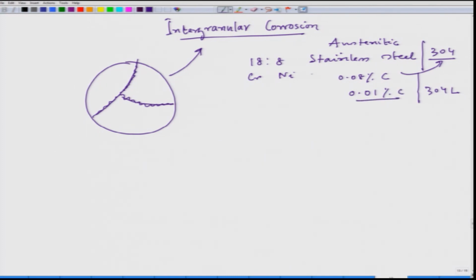Now, in this case, if we consider 304, which contains 0.8% carbon, if we hold this particular steel in the temperature region around 450 to 650 degrees Celsius for a longer duration, then one peculiar thing happens.